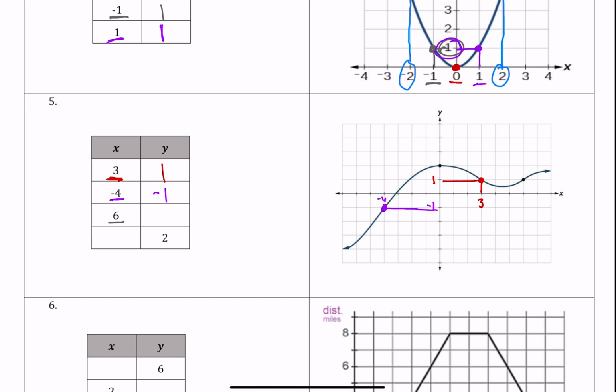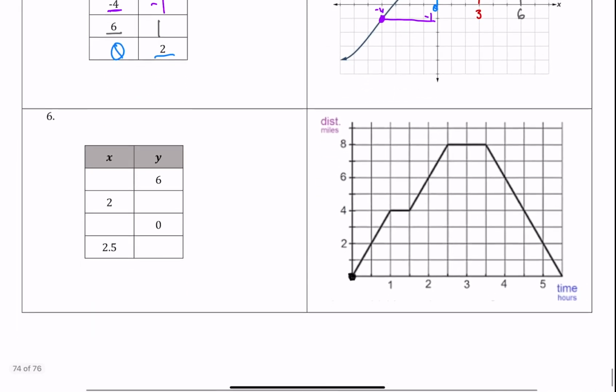Next we got 6. 6 is 1, 2, 3 is right here. Go up to the graph. Here's 6, and its y value is also 1. Next we got 2. That 2 is a y value, and that 2 y value is right here. So if I drop down to the x-axis, that's a 0 because the graph was already passing through right there at that y, which makes it a y-intercept.